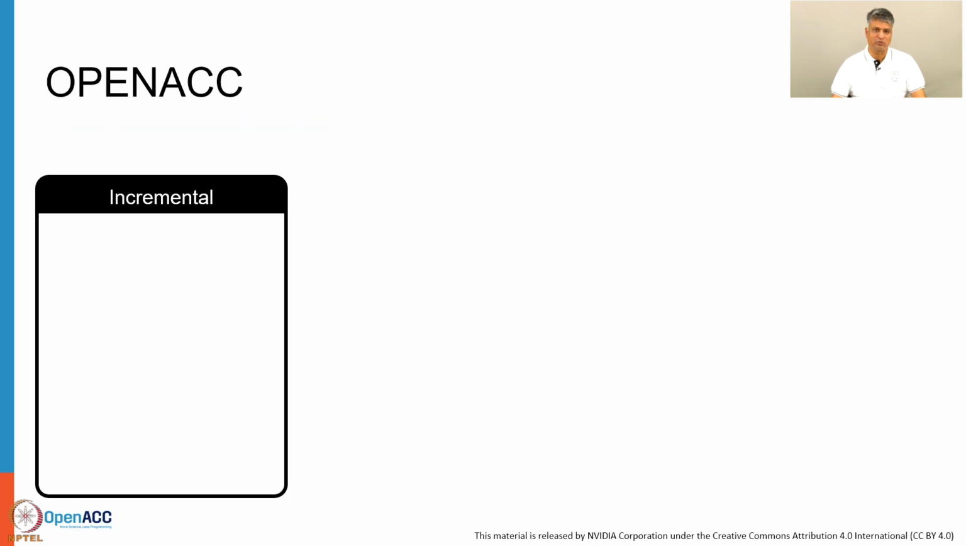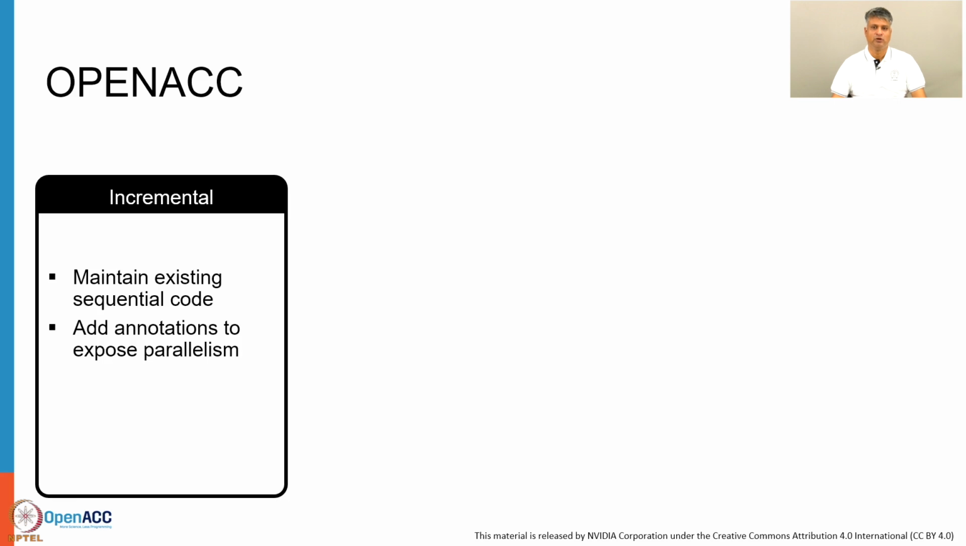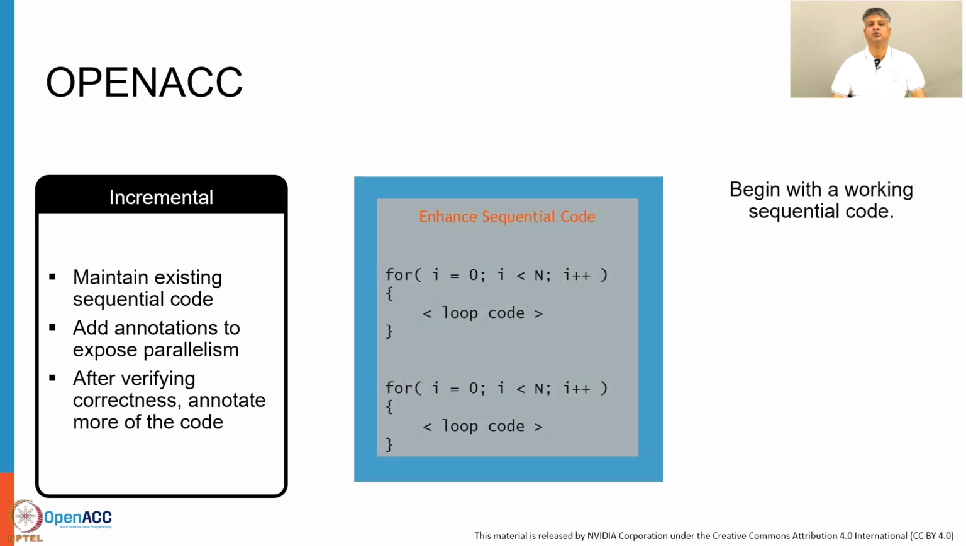So let's talk about the incremental nature. What research groups typically have is an existing sequential code that they maintain, and you can continue maintaining this sequential code, making just some very minor modifications to it. You basically add annotations to expose where you would like to express the parallelism in the code. And then you verify the correctness, and as you keep working on it, you annotate more and more bits of the code. Typically research codes are several thousand lines long. You can start off by parallelizing some parts of it and then incrementally increase the amount of parallelism in the code.